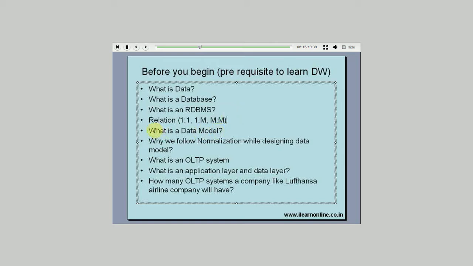Now we will talk about what is a data model. A data model is an architecture diagram through which you can visualize the data, as a data person. The other alternative definition we can give is that it's a pictorial representation of how your business stores the data and how these entities are related. Sometimes we call it an ER model, the entity relationship model.